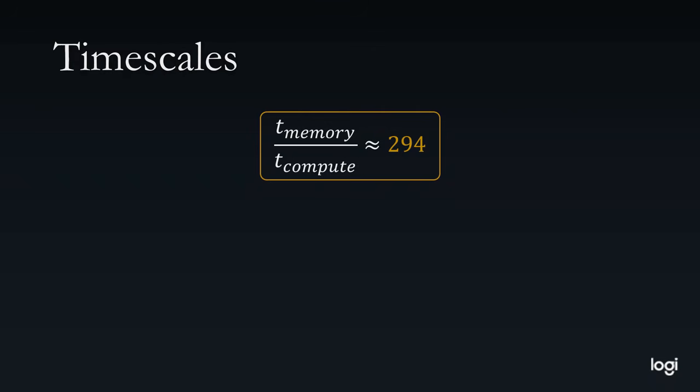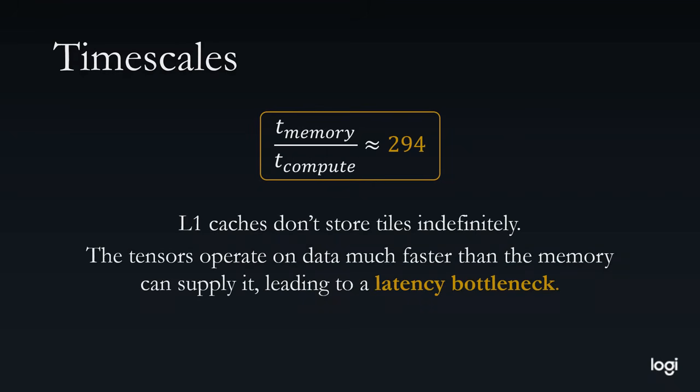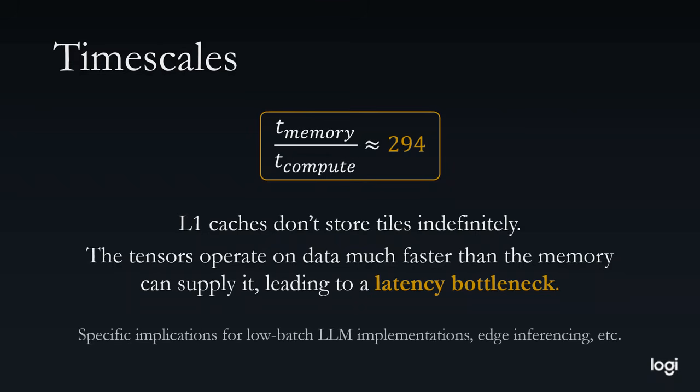And this is well known in the community. This is the famous memory wall, or the von Neumann bottleneck, that we all talk about. Essentially, L1 caches don't store tiles indefinitely, and the tensor cores are operating on data much faster than the memory can supply it. So that leads to a latency bottleneck, and that's the memory wall, right? Now GPU manufacturers know this, they optimize for that heavily, but you still have this wall, and it has implications for low batch LLM implementations, edge inferencing, etc.